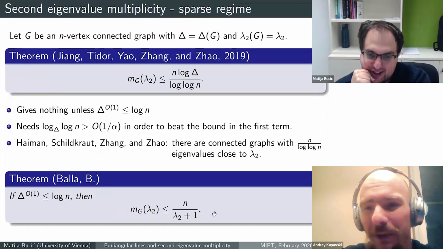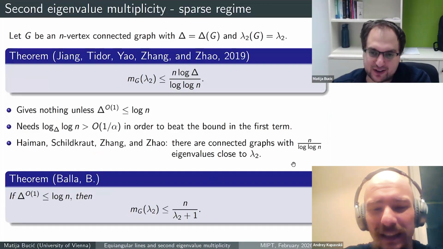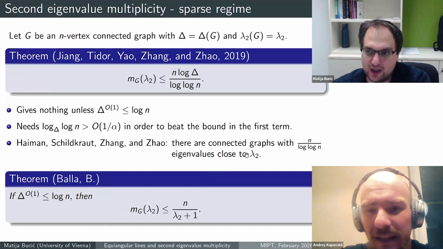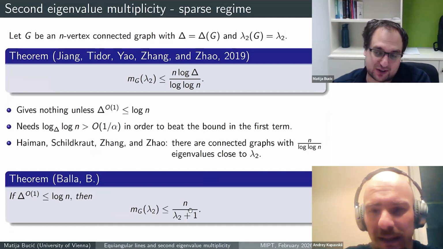It doesn't contradict the statement, and in particular, the thing is that these graphs have a certain specific value of lambda 2. So our bound is not in terms of n alone.